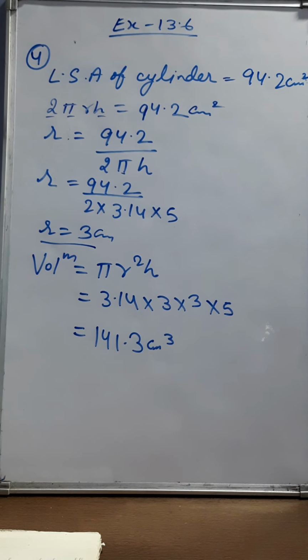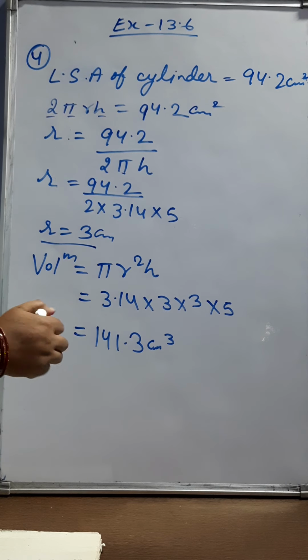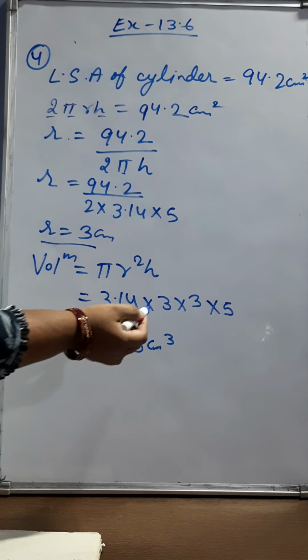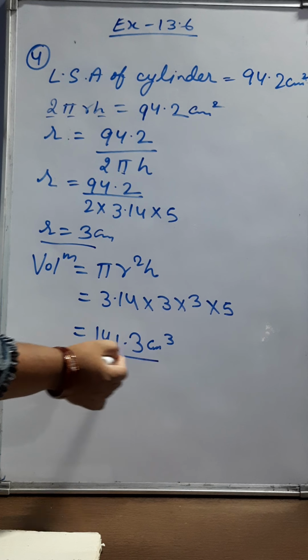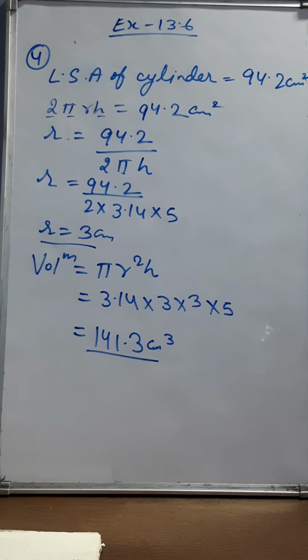Now the volume we have to calculate, which is pi R square H. By putting the value of pi 3.14 into 3 into 3 into 5, we got 141.3 centimeter cube as its volume.